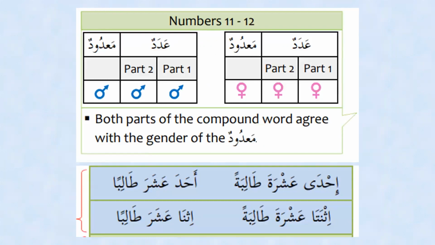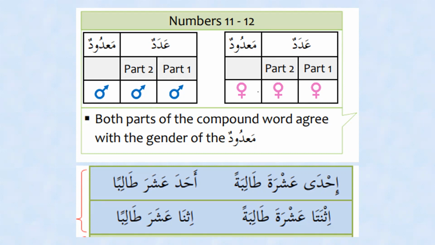Numbers. In book number 1, we have learned the numbers from 1 to 10. And we have seen that there were different sets, or different groups. There was a group for 1 and 2, and then there was a group for 3 to 10. So there were like 2 groups, right? Now we have another group that is for number 11 and 12. The numbers from 11 to 19 are murakkab.